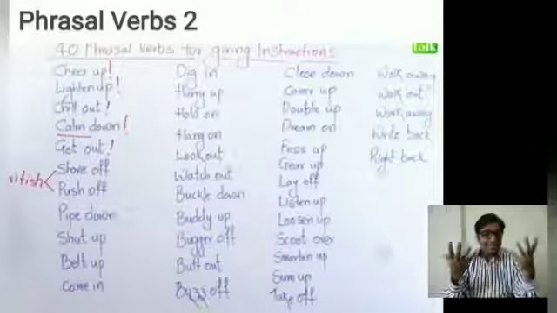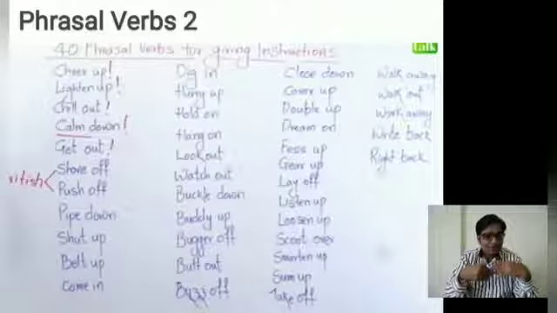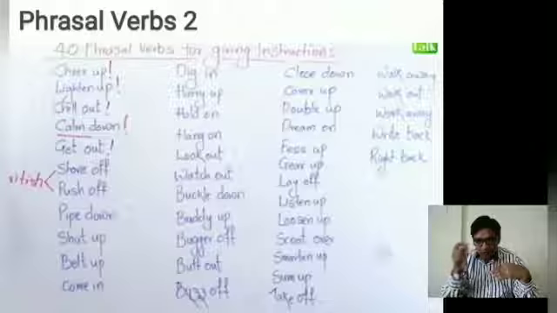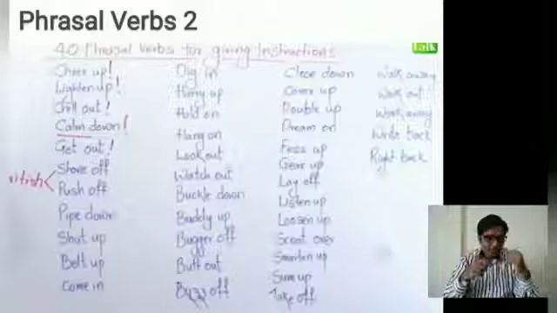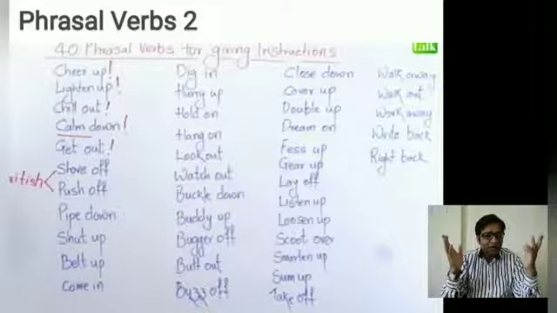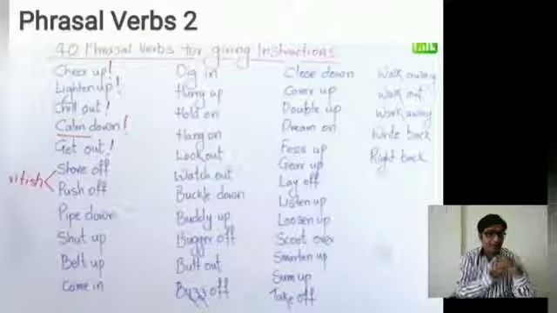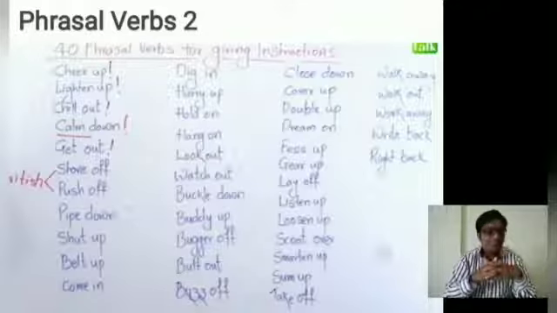Dream on. This is a negative phrase. If somebody is unable to fulfill his dream and you want to give a sarcastic comment to that person, we can use this, dream on. Hey, dream on, you will never achieve your dream. Dream on. So this is how we use dream on.